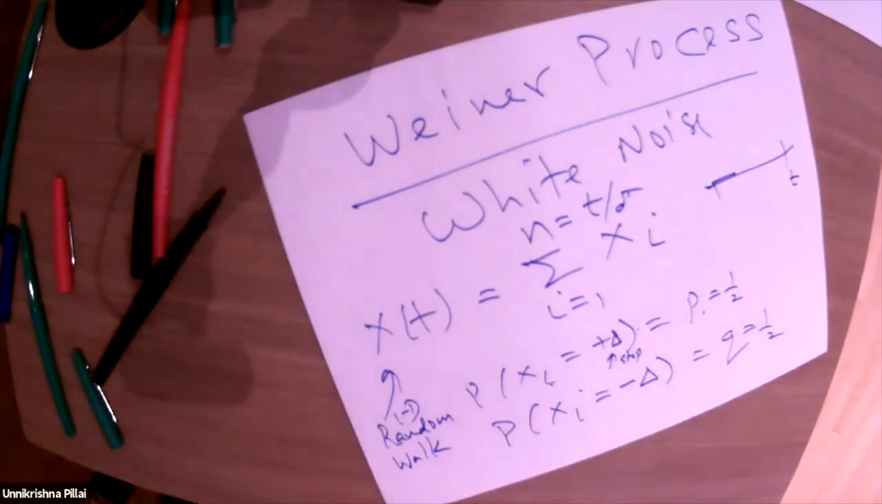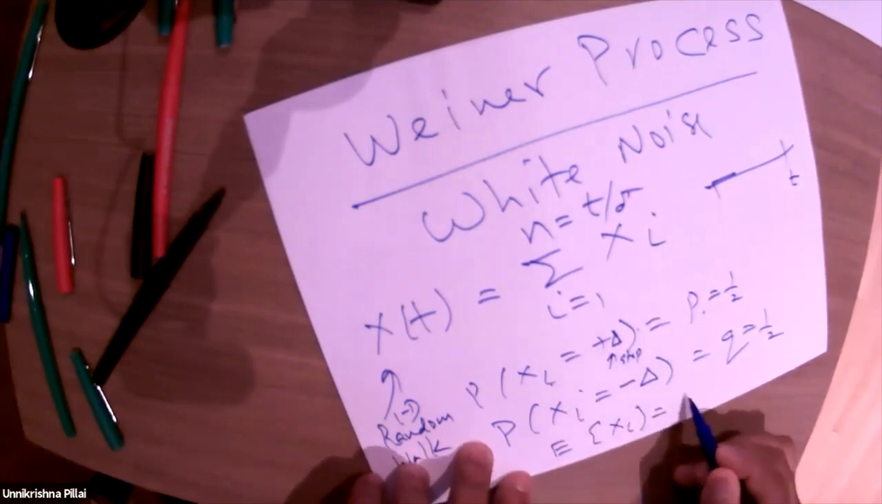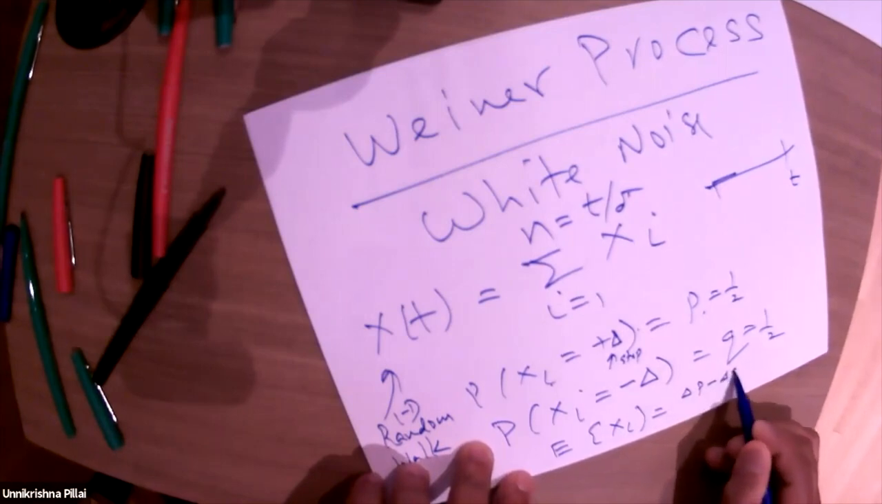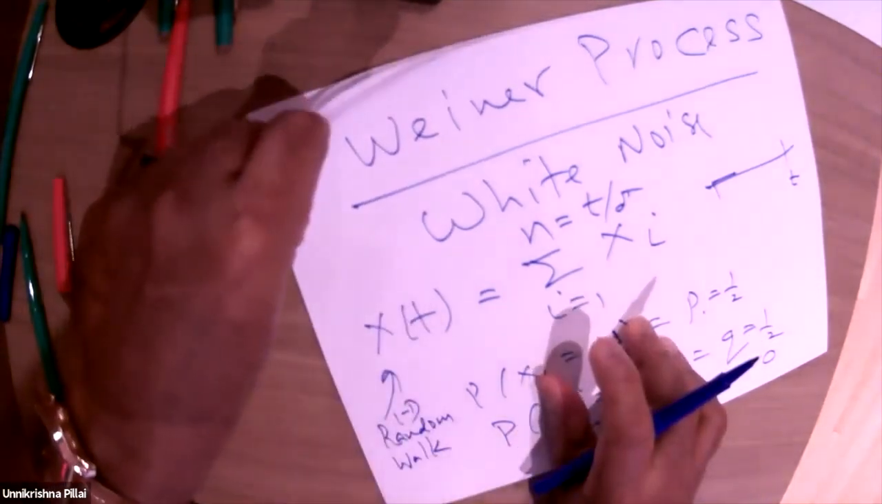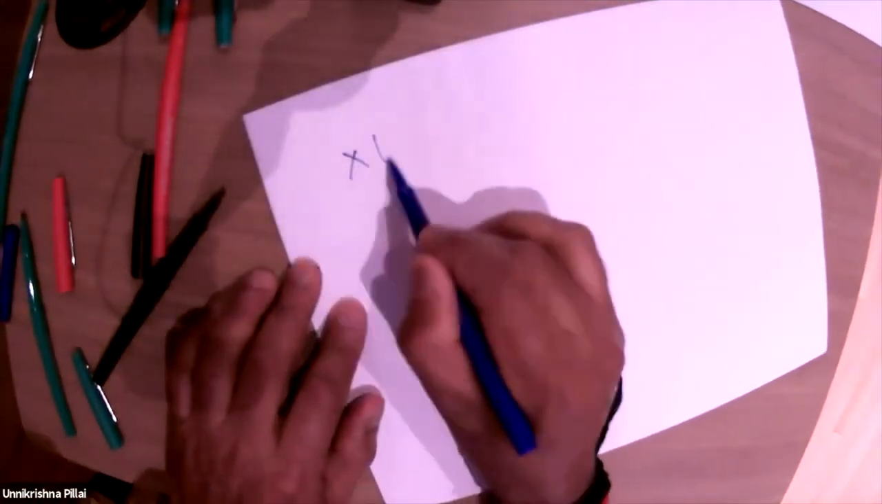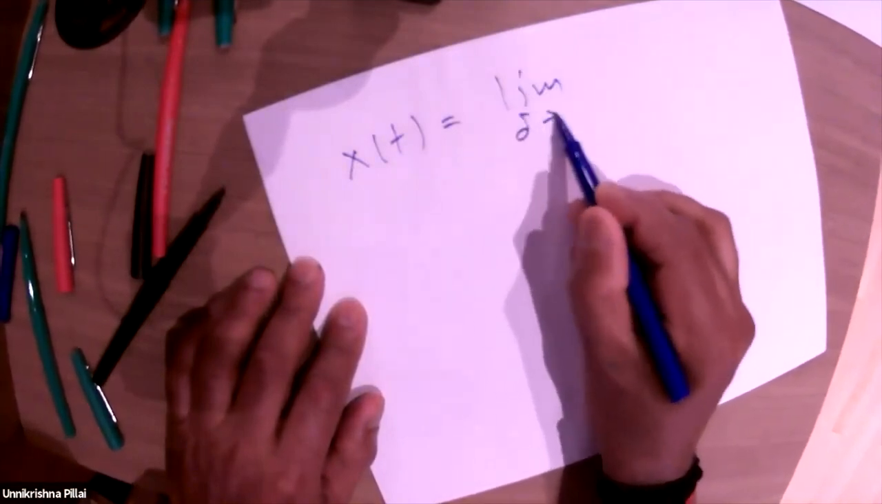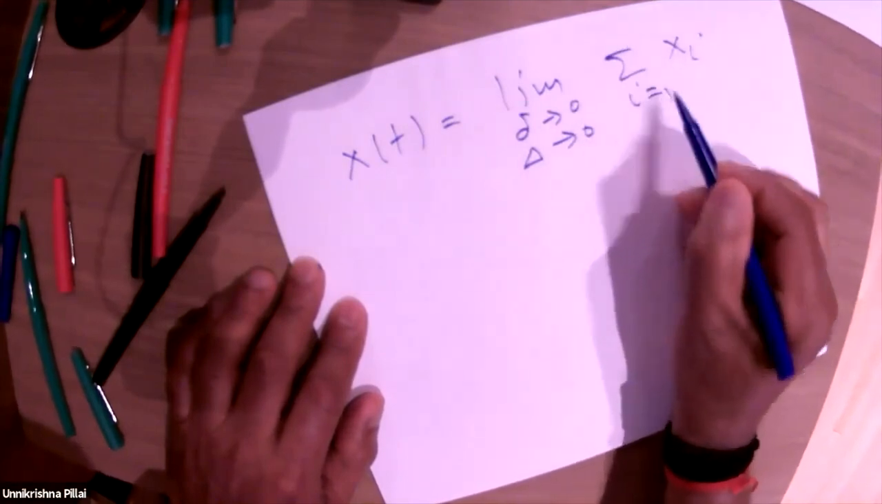So now, why do we call it a Wiener process? I'm going to study the limiting behavior as the step size becomes smaller and the step time becomes smaller. So what is the expected value of Xi? You can see it takes two values: delta multiplied by P, minus delta multiplied by Q. If P and Q are equal, then that is zero. So X of t is the limit as delta tends to zero, such that the summation of Xi equals.